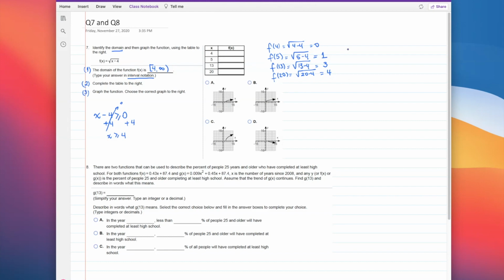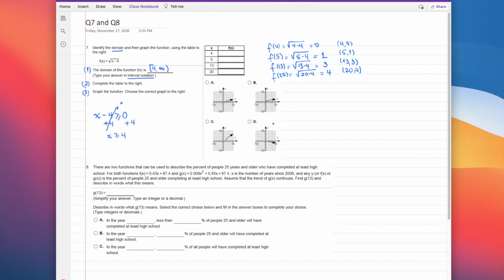And then the ordered pairs that are created are (4, 0), (5, 1), (13, 3), and (24, 4). Because remember, the definition of a function is a set of ordered pairs. And I am finding only 4 of those ordered pairs. But there is an infinite amount of ordered pairs that, when I plot them into a coordinate system, give a shape.